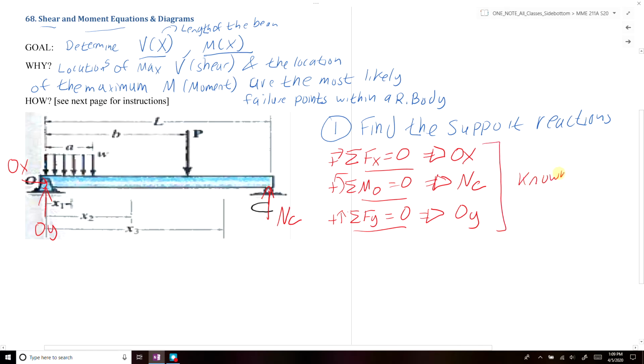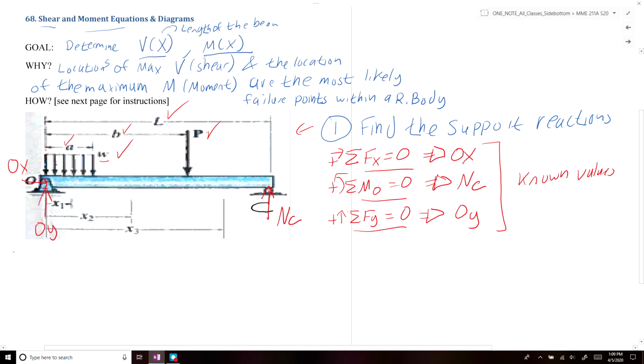Everything else in the diagram on the left-hand side of the video here are known values. So the length A is known, the length B is known, the total length of the beam is known, the force P is known, and the distributed load is known. So we know all the applied forces in our system, and because we know all the applied forces, we should be able to determine the reaction forces.